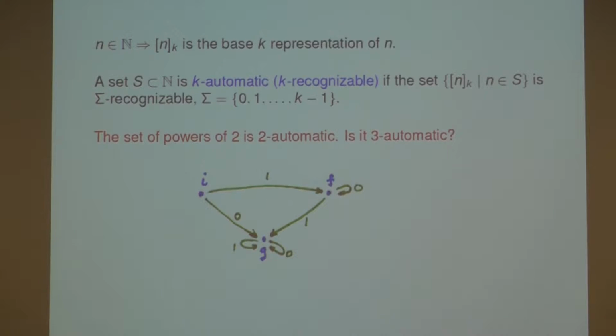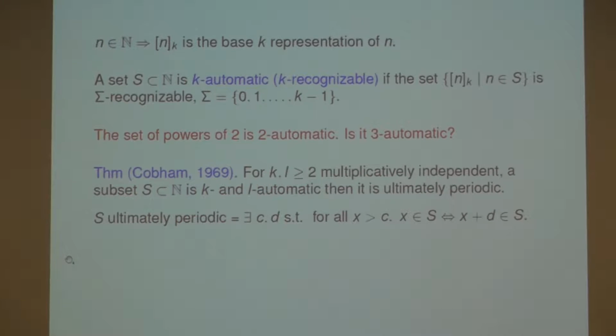So that's a 2-automatic set. Well, can I do it if I write the powers of 2 in base 3? And the answer is no. And this is a theorem of Cobham.